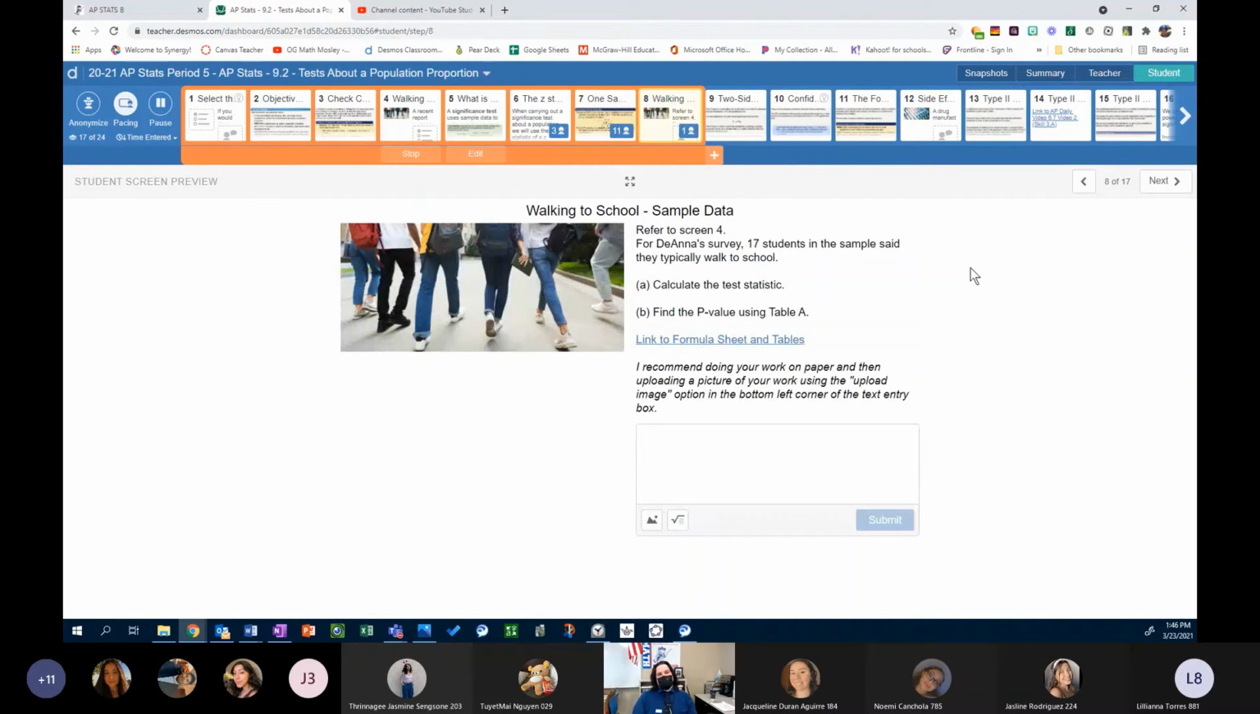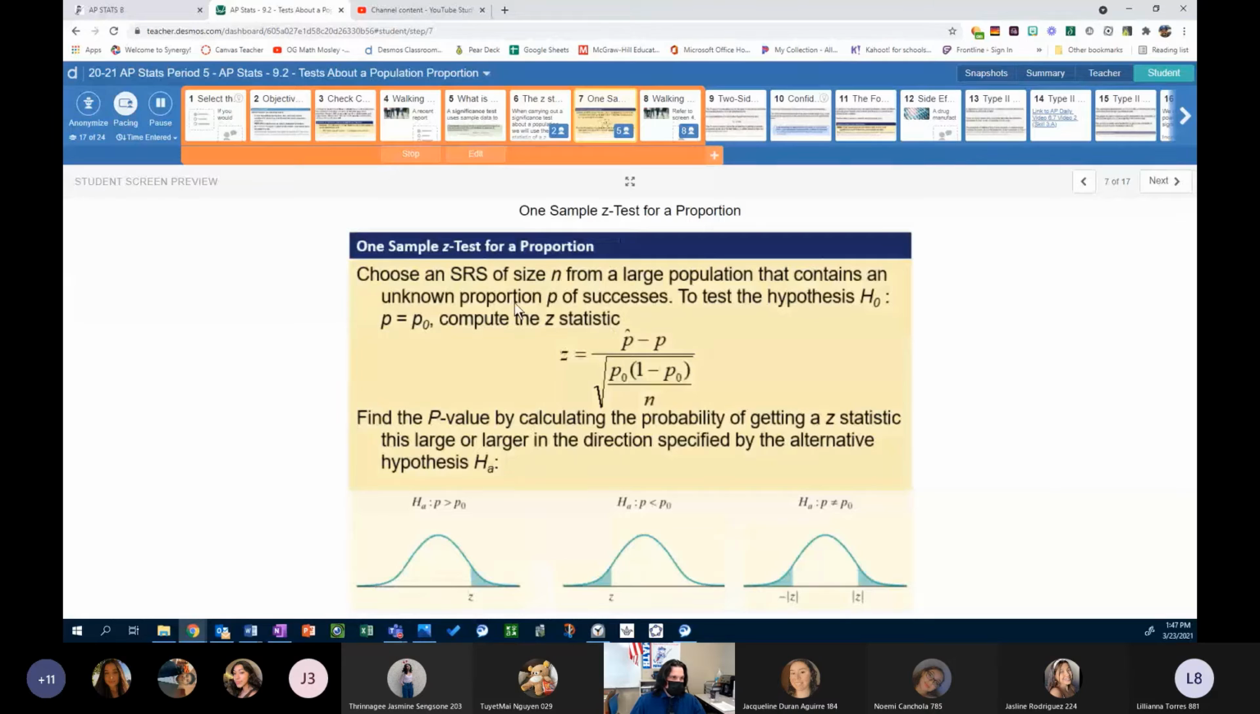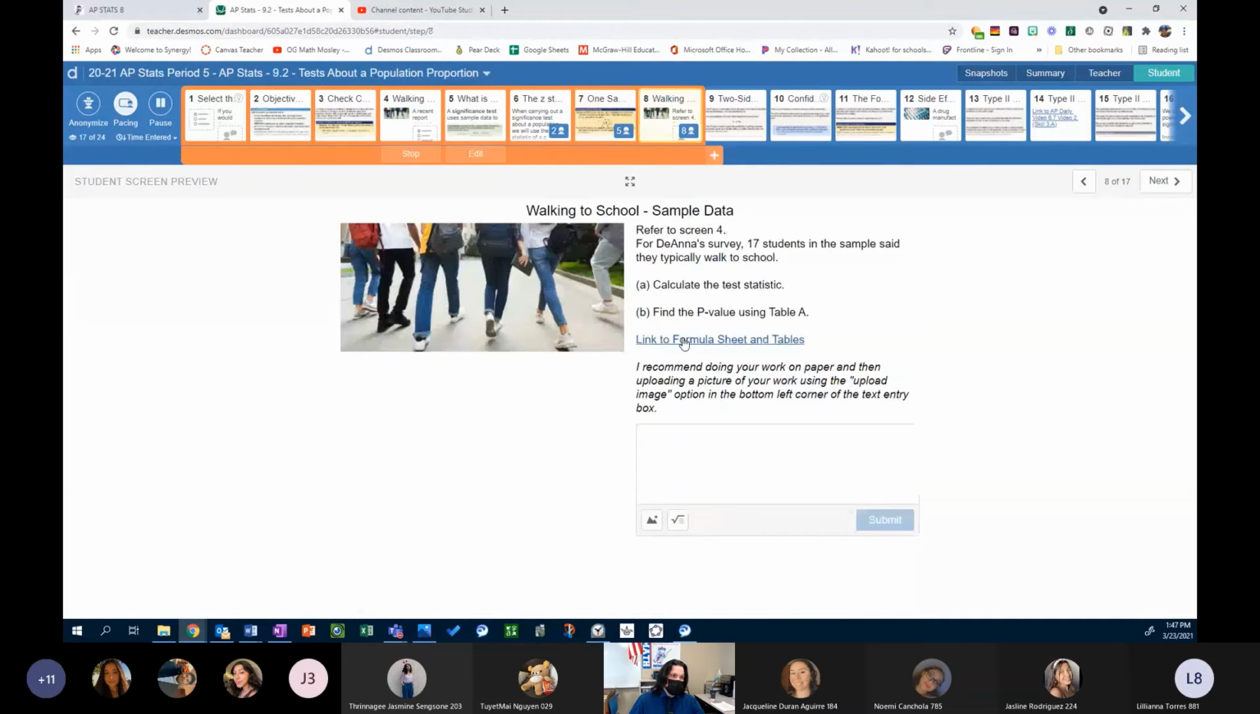our next example problem, which draws on what we just did with slide number 4 about walking to school. And now we have some sample data from our sample of 100 students. For Deanna's survey, 17 students in the sample said they typically walk to school. We want to calculate the test statistic, using that Z equals formula, and then find the p-value using table A. I have a link to table A right here. It is also with all the other formulas and stuff that you'll find on the AP test that are provided, but you'll also have table A in there, so that's why the link is here.